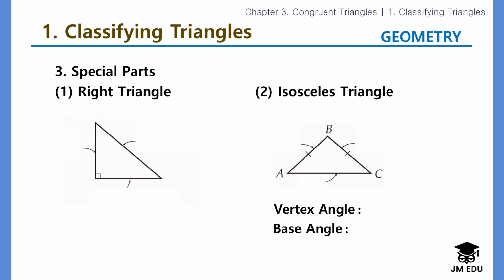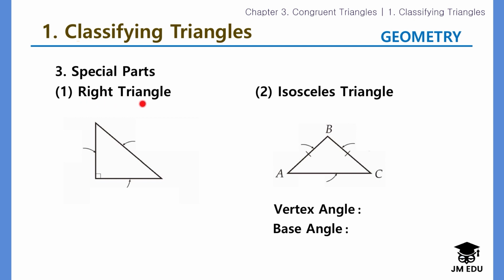Number 3, special parts. In chapter 2 lesson, I already introduced about sides and vertices of a triangle. But in right and isosceles triangles, some of their parts have special names.